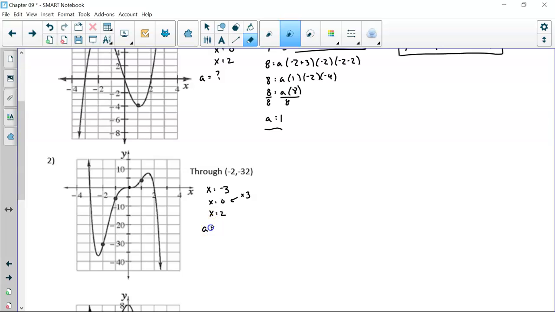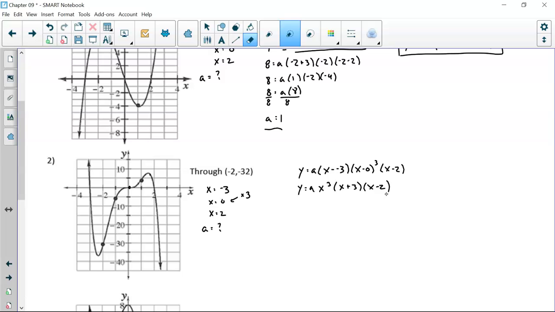So we need to find out what a equals. So y equals a times x minus -3, x minus 0, and that's going to be cubed, and x minus 2. So y equals a, and I'm going to rearrange this. X minus 0 cubed is going to be the same as x cubed. X plus 3, x minus 2.